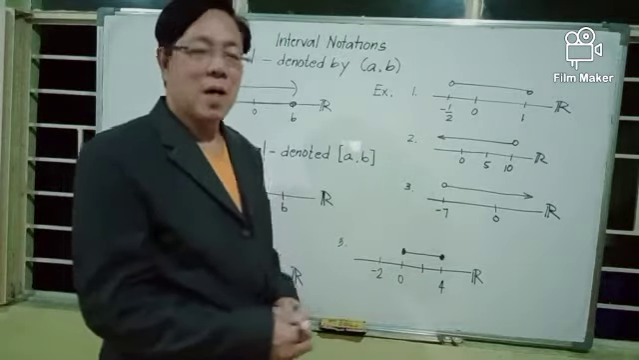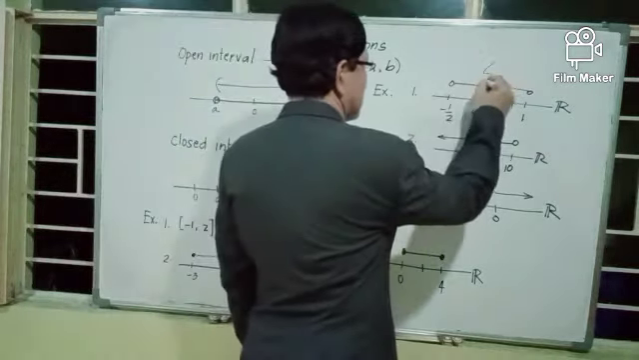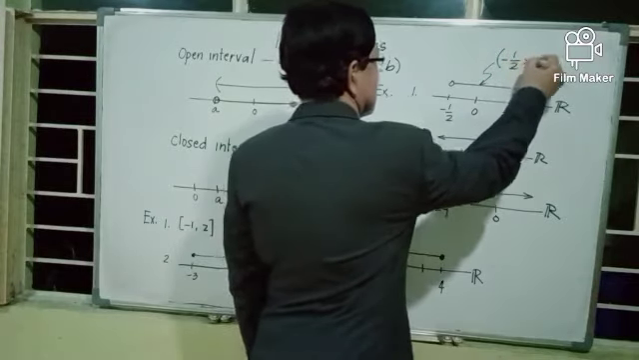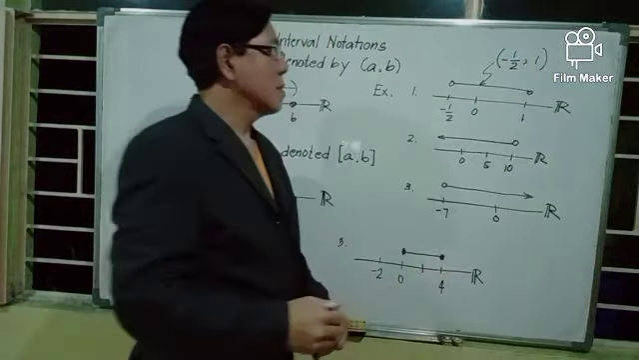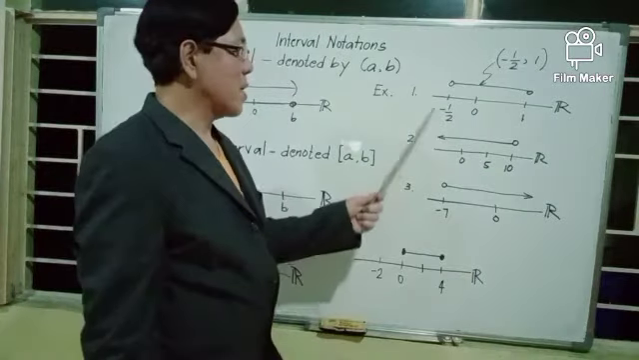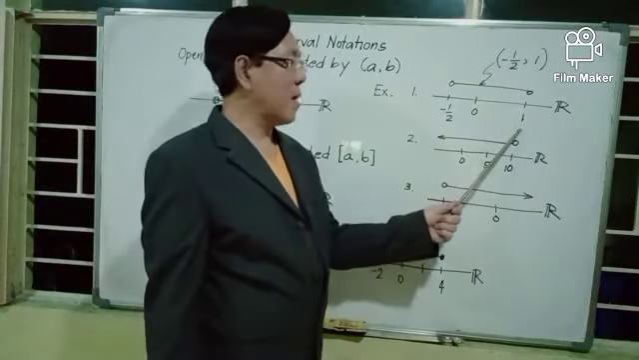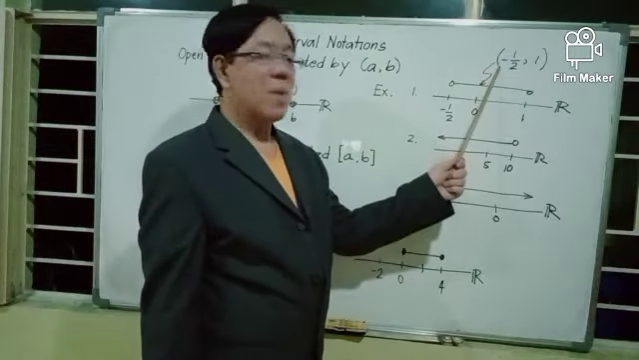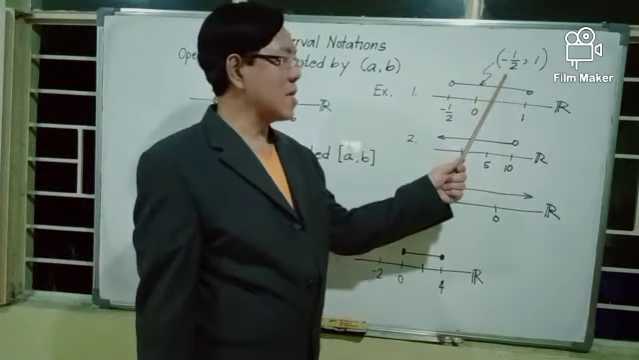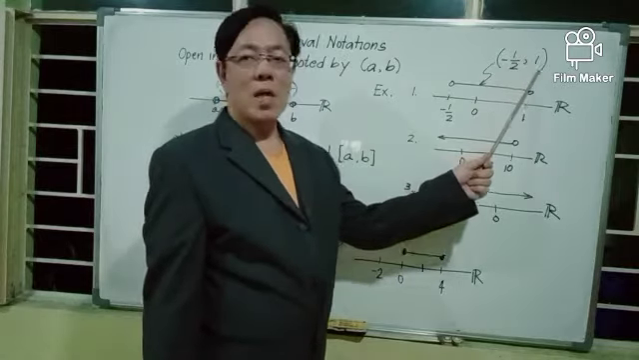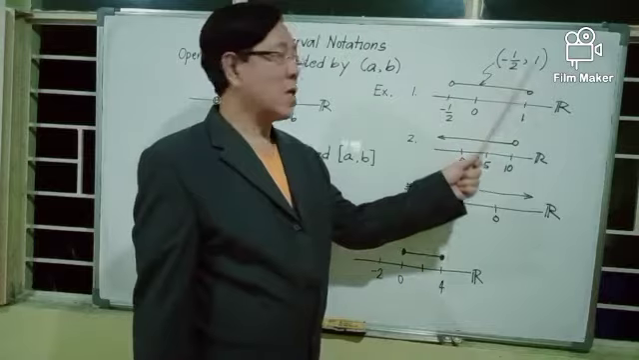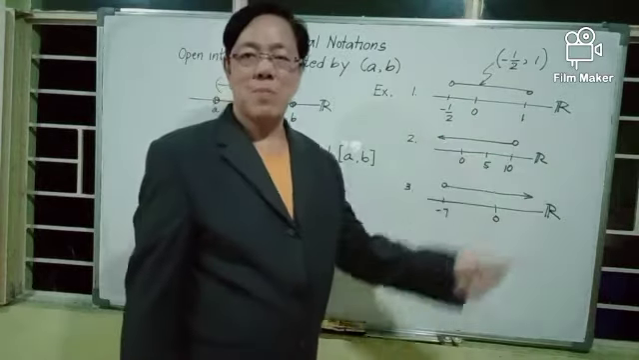We denote this set of real numbers between -1/2 and 1, excluding -1/2 and 1, by the open interval, open parenthesis, -1/2, 1, close parenthesis. If the endpoints are not included, we use open or close parentheses.